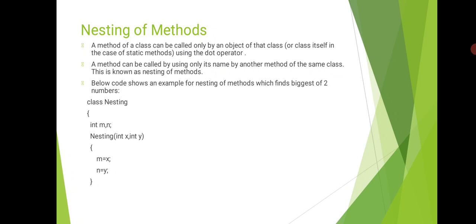We know that inside a class we have both instance variables and member methods. Both instance variables and member methods can be accessed through objects and the dot operator. You all know how to access class instance variables and member methods: we need the object name and the dot operator. So a method of a class can be called only by an object of that class.